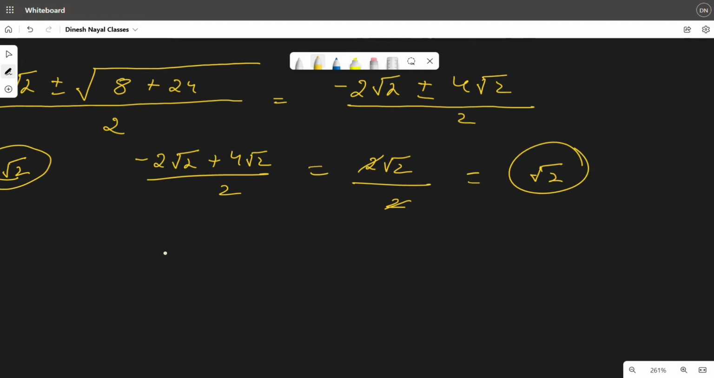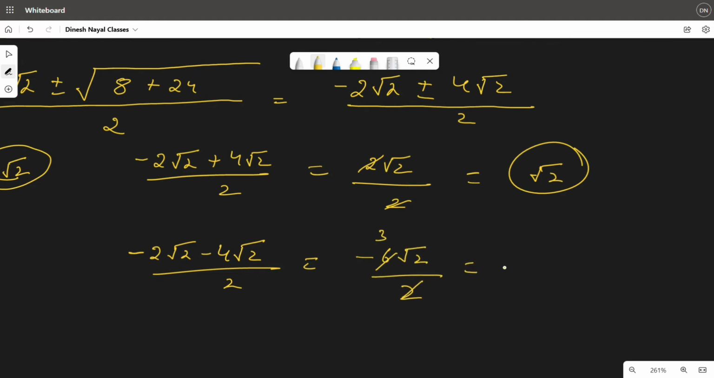Now for the second, this is minus 2 root 2 minus 4 root 2 whole upon 2. So minus 2 root 2 minus 4 root 2: minus 2 minus 4 is minus 6. So that is minus 6 root 2 by 2, which is actually minus 3 root 2. So root 2 and minus 3 root 2 are the roots of the given equation.